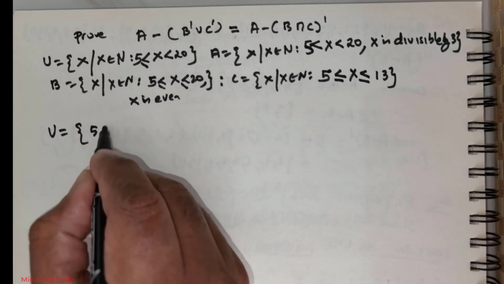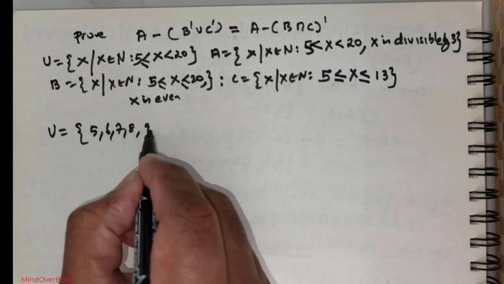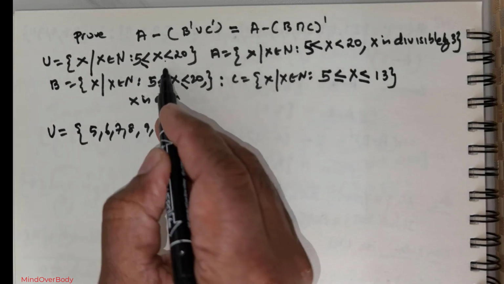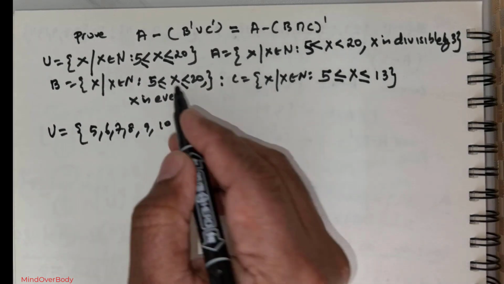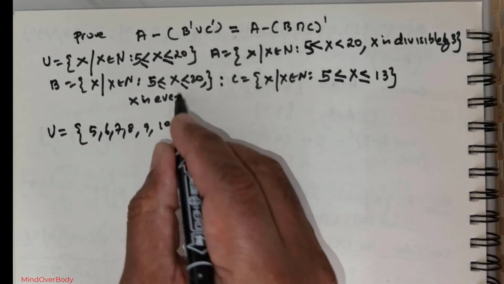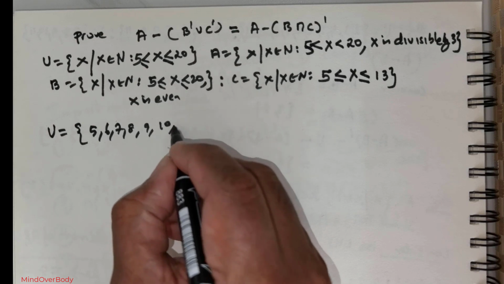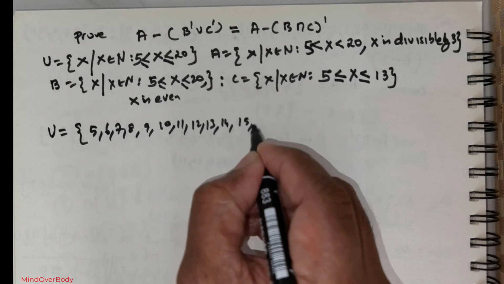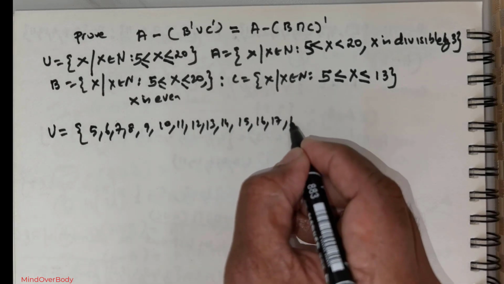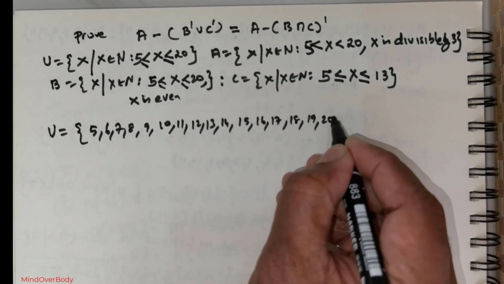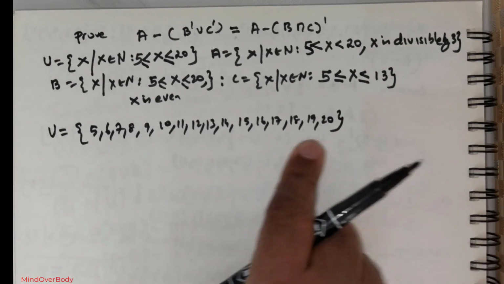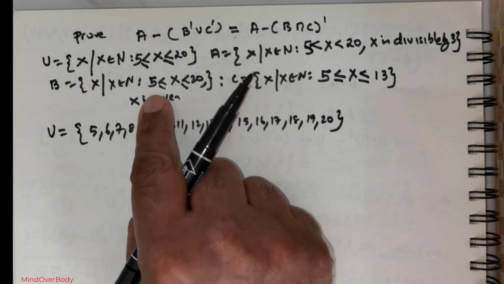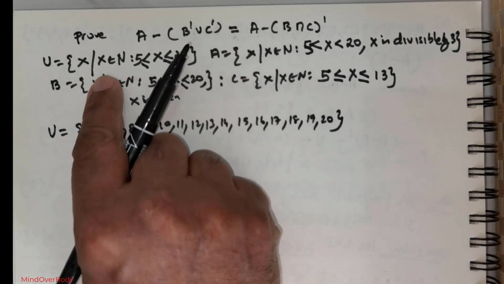So we start with 5, 6, 7, 8, 9, 10. Let me make it less than or equal to, because all of these are less than or equal to. So it's better that I have less than or equal to there. So 9, 10, 11, 12, 13, 14, 15, 16, 17, 18, 19 and 20. So this is the universal set. It starts from 5 and goes up to 20. And all of these sets should be within the universal set.